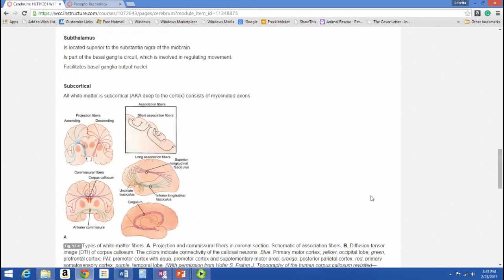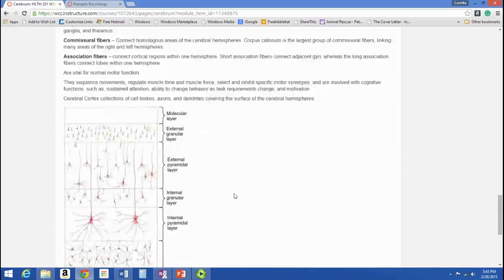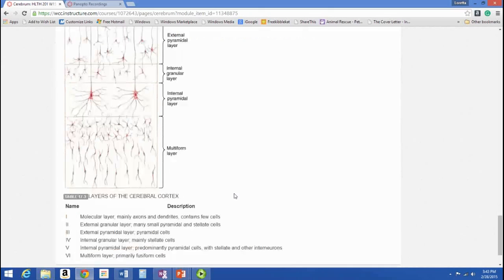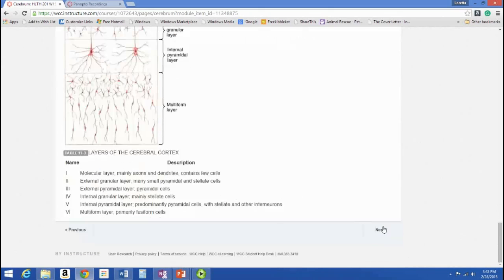There's some pictures of the different fibers in the subcortical white matter. Obviously, I don't want you to memorize them, but it's just kind of interesting to look. So you can see the projection fibers are going from one area to another, commissural fibers back and forth between the two hemispheres, association fibers within a single hemisphere. There's the picture of the cerebral cortex layers, and that's just a little bit of anatomical information that you do not need to memorize or anything.